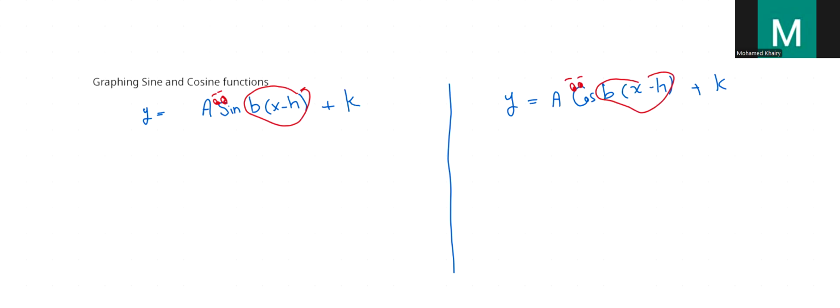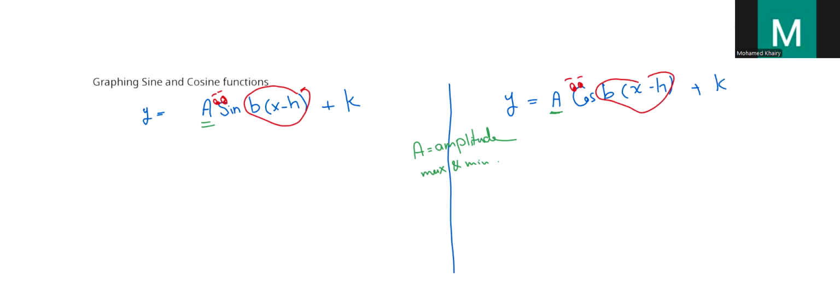For both, a represents the amplitude. What's the meaning of amplitude? It means maximum and minimum. So a equals the amplitude, meaning the maximum and minimum value. Generally, this holds if we don't have k, or if k is 0. Okay, this is the first part.